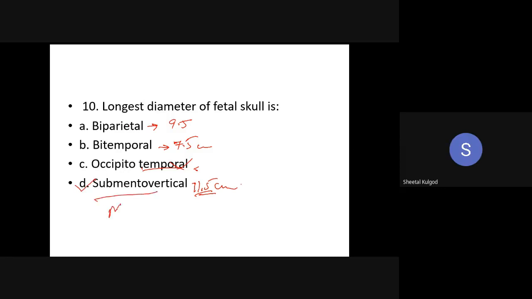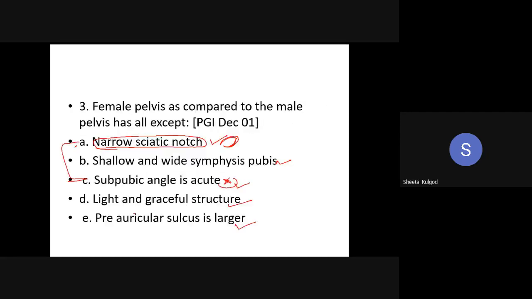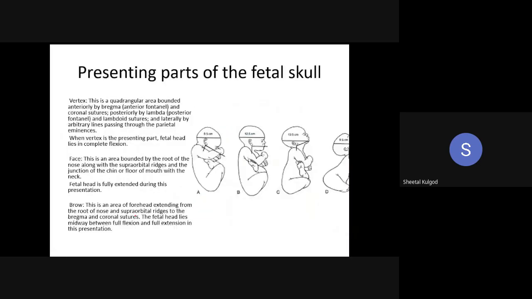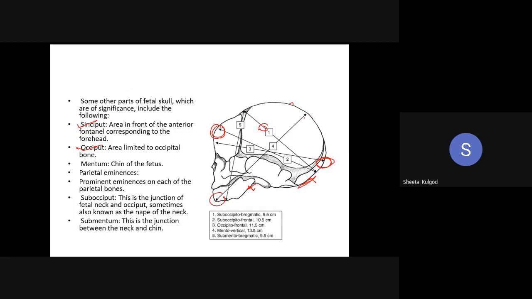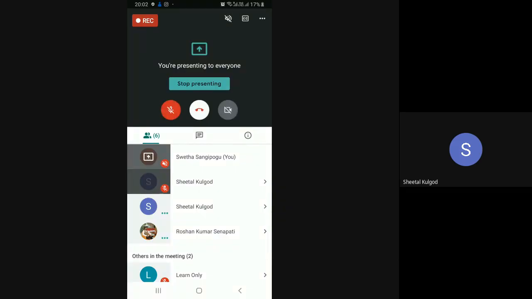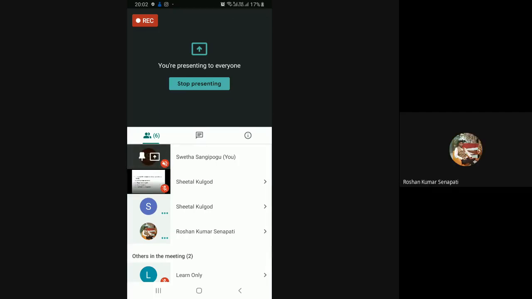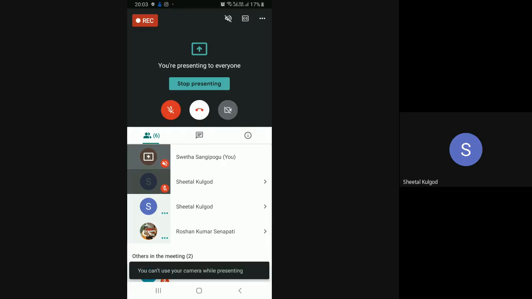But remember, if we go through the previous slides, mentovertical is actually the longest. Mentovertical is 13.5 to 14 centimeters, the longest diameter of the fetal skull. Then next comes the submentovertical, that is 11.5 centimeters. Understood? So we come back to that question. Answer is D, submentovertical.